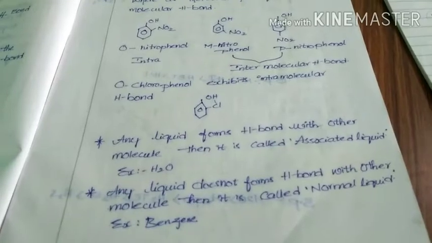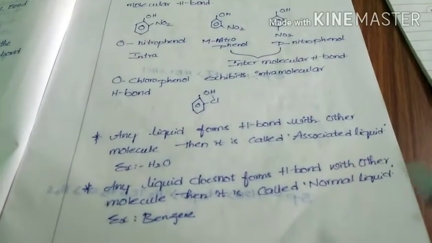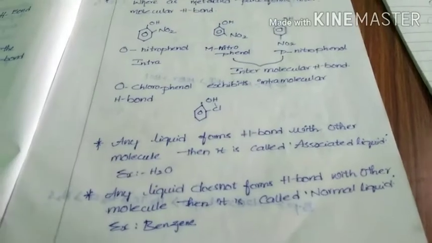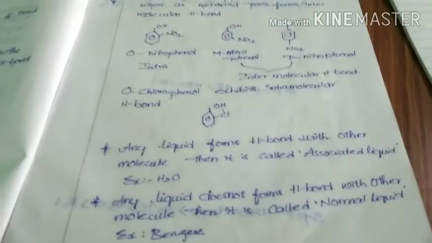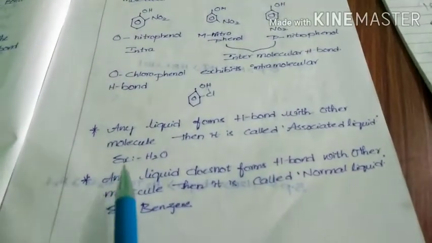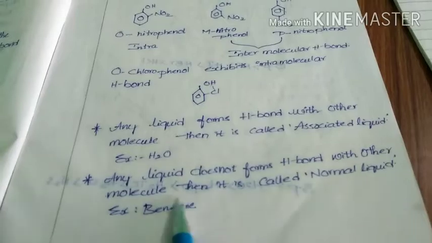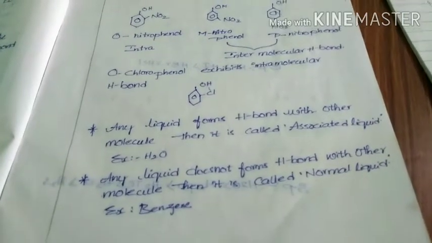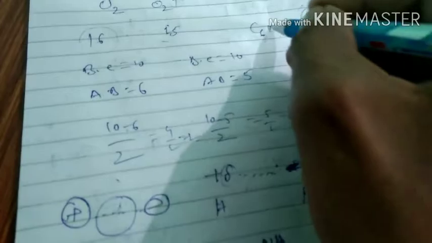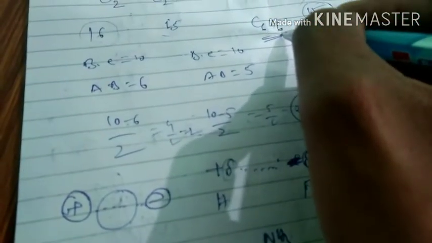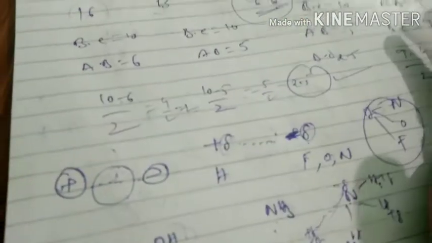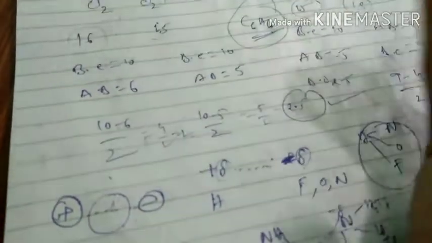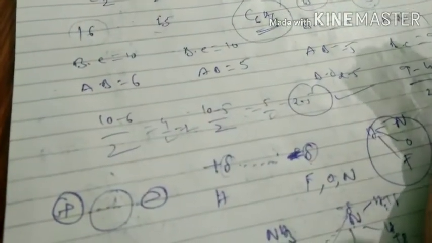Example, water is an associated liquid because in water there are so many water molecules. Between those water molecules hydrogen bonds are present. That means one water molecule forms hydrogen bond with another molecule. That means water is an associated liquid. Next, if any liquid does not form hydrogen bond with other molecules, then it is called a normal liquid. For example, benzene. In case of benzene, what is the molecular formula? C6H6. There is no hydrogen atom attached to nitrogen or oxygen or fluorine, so benzene cannot form hydrogen bond. But benzene is a liquid, so it is a normal liquid. Why is it a normal liquid? Because between benzene molecules no hydrogen bond is present.